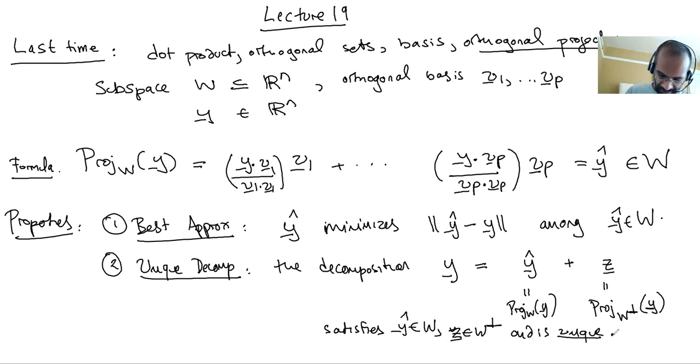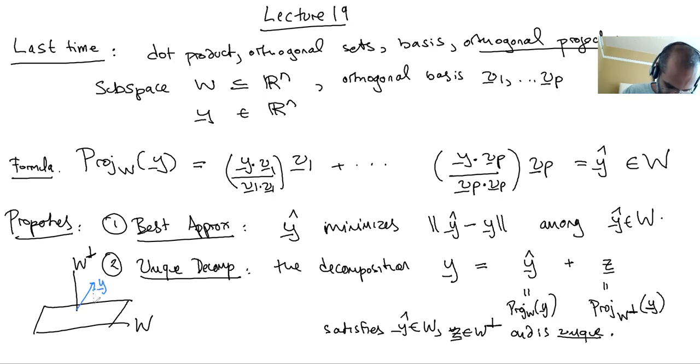So this is a summary of what we did last time. And there's this sort of picture that goes with it: you have the subspace W, you have the orthogonal subspace W perp, and then you have some vector y that I was drawing in blue. And then this y hat is actually just the projection of y onto W, and then the vector z is just y minus y hat. Okay, so that's a summary of the end of the last lecture. So any questions about that? This 90 degrees is very important.